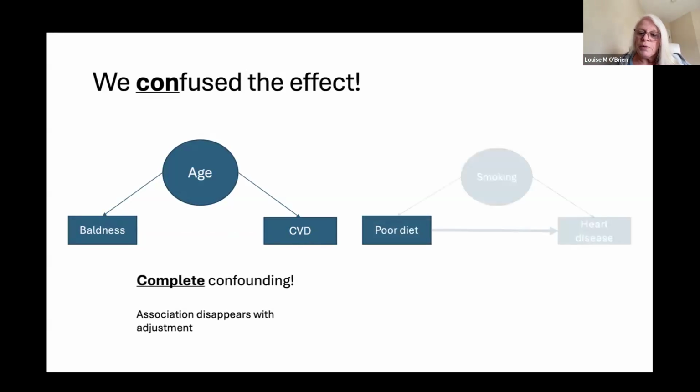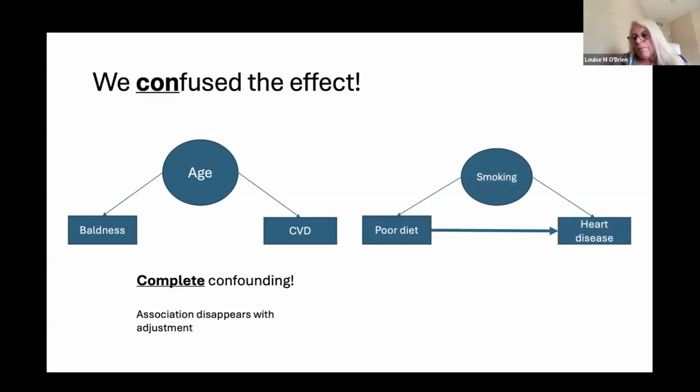I'll just show you another example. Looking at diet and heart disease, we know that poor diet can impact heart disease. One confounder could be smoking, right? So we adjust for smoking in the model, but look what happens. The relationship's still there, it's just weaker, right, between diet and heart disease. So there was partial confounding. So it's still really important to adjust for those confounders because they can change that relationship that you're looking for, okay?